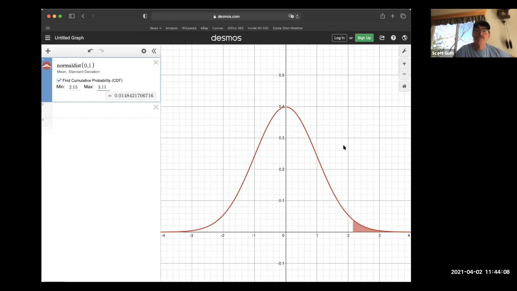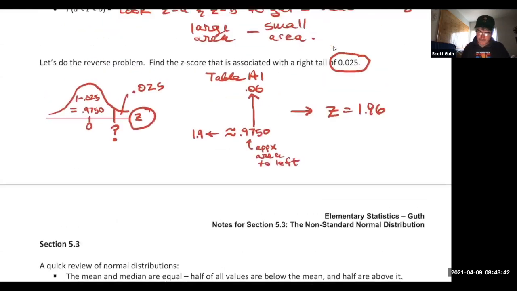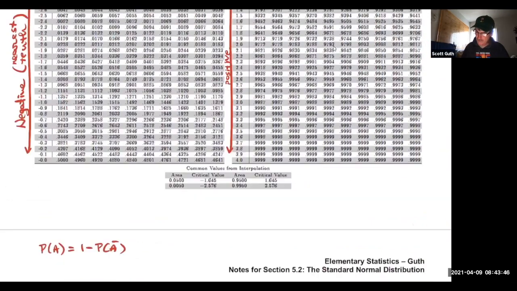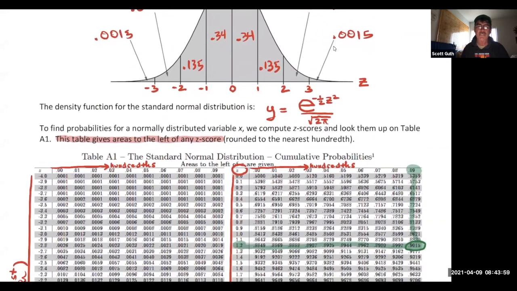All right, so, okay, so we're working on section 5.3. This is on the non-standard normal distribution. Just a reminder, the standard normal distribution is a distribution of z-scores. So it's a bell curve, but on the number line are number of standard deviations from the mean, which is a z-score. And that's all we learned how to work with last time.